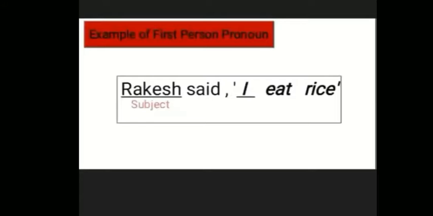In case of the first person pronouns, the speaker himself or herself uses words like I, my, me, we to mean themselves. These words are first person pronouns. For example, Rakesh said, I ate rice. Here Rakesh is the subject, and by using the word I, he means himself.